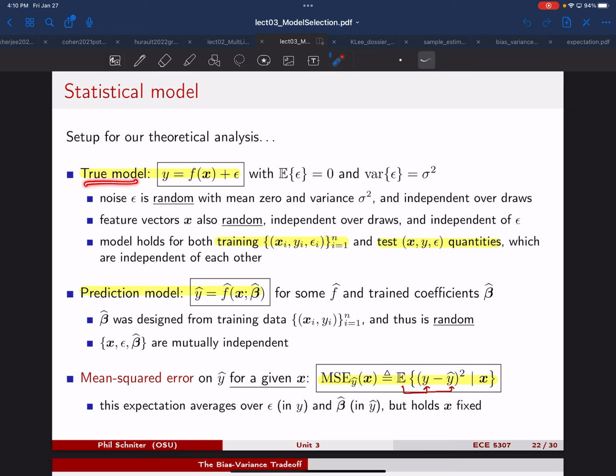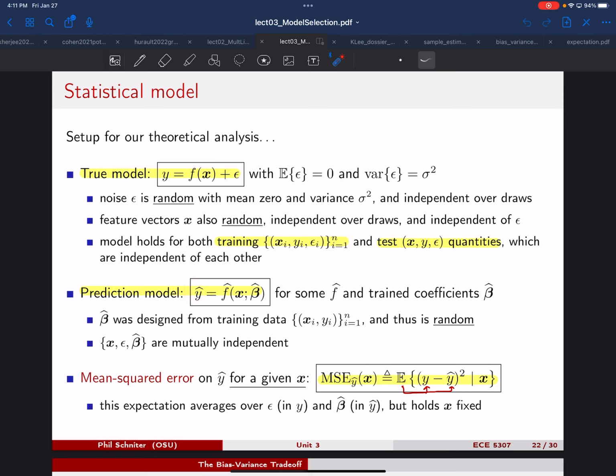So we have a true model, and we have a prediction model. In the true model, there's some true function f plus noise, which relates our features to our labels. This true model is deterministic, but we don't know it. We have a prediction model f hat, which may be very different from the true one. Our prediction model depends on some coefficients beta, which we have learned from the training data. So we assume that process is already done. And the prediction model puts out y hat. We hope y hat is close to y.